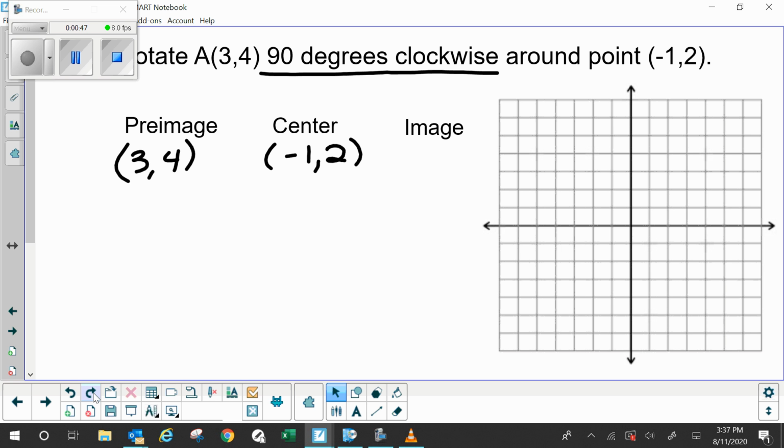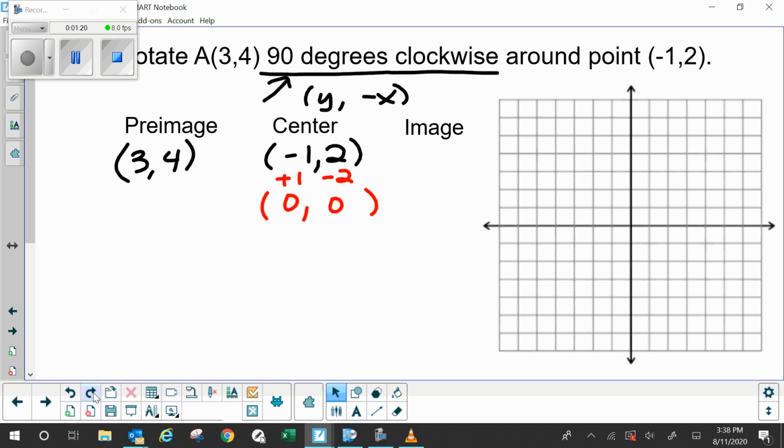Okay? For a 90 degrees clockwise rotation, x and y switch spots, and you change the sign of your x, so that x is negative. All right? So we want to make that center 0, 0. We're rotating around -1, 2. So in order to make that 0, 0, you want to cancel those numbers out, essentially. So you're going to add 1, and you're going to subtract 2. That will bring you to the center at 0, 0.